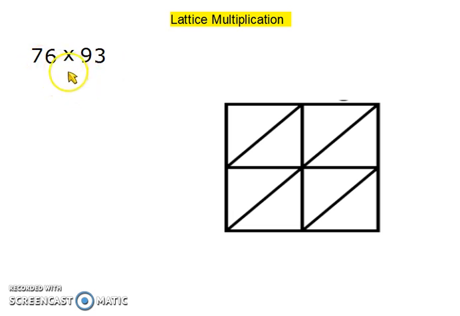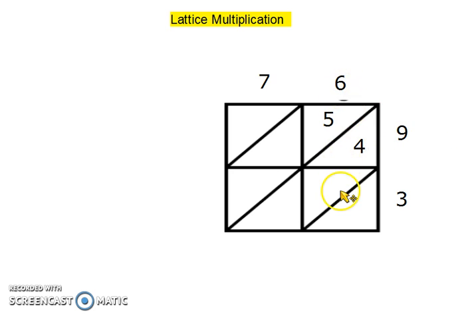So 2 digit by 2 digit again. So we put the 7 here. 76 times 93. So now we've just got our 4 boxes again. So we're just going to do our 4 quick times tables. So first one I'm going to do is 6 by 9 through here. So 6 9s are 54, 5 10s and 4 1s.